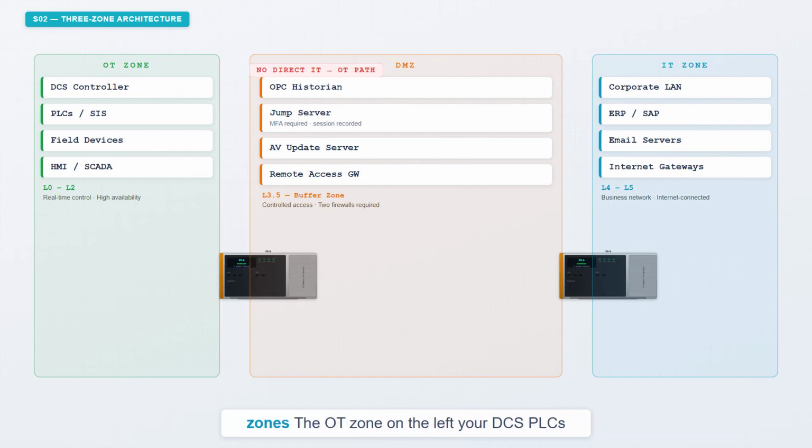A DMZ changes the architecture completely. Now you have three zones. The OT zone on the left: your DCS, PLCs, SAS. The IT zone on the right: corporate systems, internet access. And between them, a third zone, the DMZ, a demilitarized zone. The DMZ is a buffer. Nothing in IT can reach anything in OT directly. Data only moves through the DMZ, never through it from end to end.